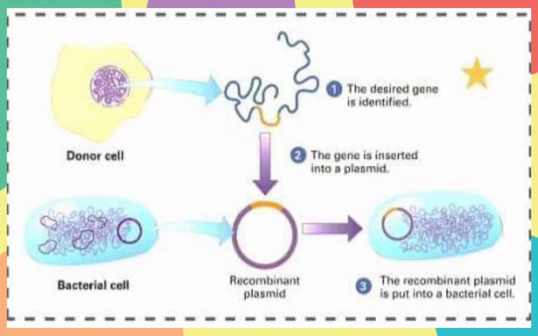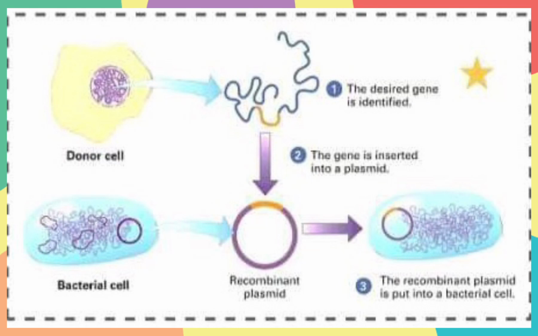The recombinant plasmid is put into a bacterial cell. The recombinant plasmid is introduced into the bacterial cell through a process called transformation. Bacterial cells, usually Escherichia coli or E. coli, are made competent to take up foreign DNA. The competent bacterial cells are then mixed with the recombinant plasmid. This can be achieved through methods like heat shock or electroporation.